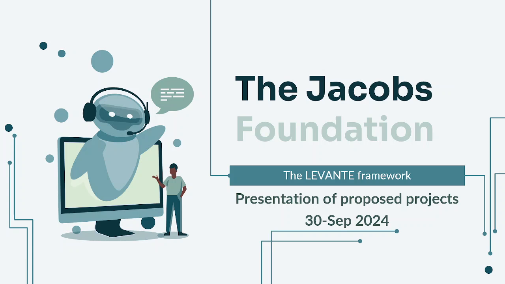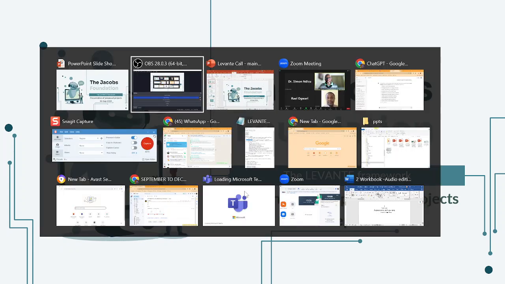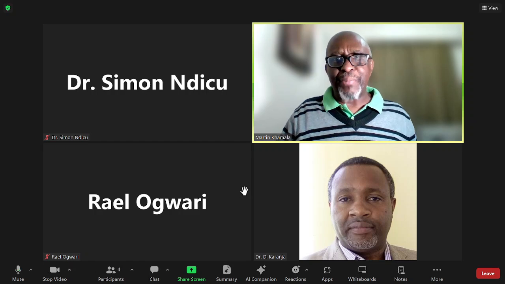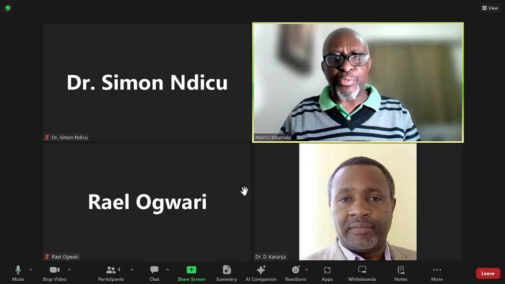Jacobs Foundation Levante Framework Project, and we are here today. I'm supposed to present the proposed projects in a form that can facilitate the documentation of our proposal. We only have, I would say, 6 days, so I suppose we have to start documenting the proposal in a concrete way. So maybe what I can do is just introduce the ideas.